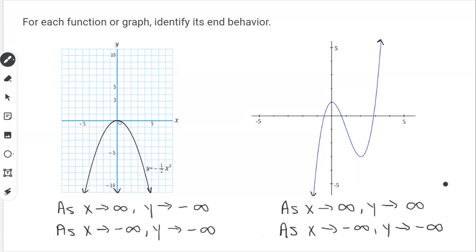And that's basically end behavior in a nutshell. All you're doing is tracking what the function is doing as you go to the left, and tracking what the function is doing as it's going to the right. So I hope that helps.